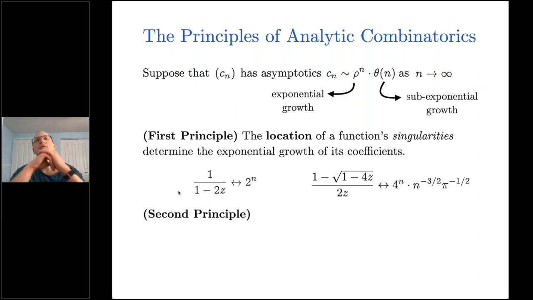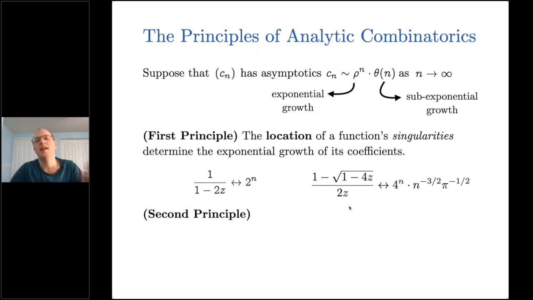Now, another way you could have a singularity is if you have a 0 inside of a square root. So for the Catalan generating function on the right here, we have the square root of 1 minus 4z. So when z is equal to a quarter, then you're putting a 0 inside the square root, something is going wrong. And it turns out that the asymptotic behavior of these coefficients, which is the asymptotic behavior of the Catalan numbers, starts with a 4 to the n, so the exponential growth is 4.